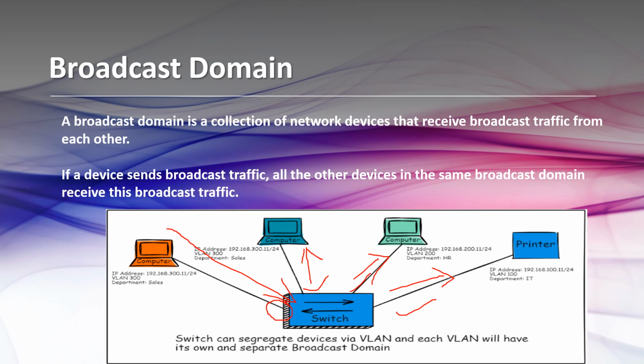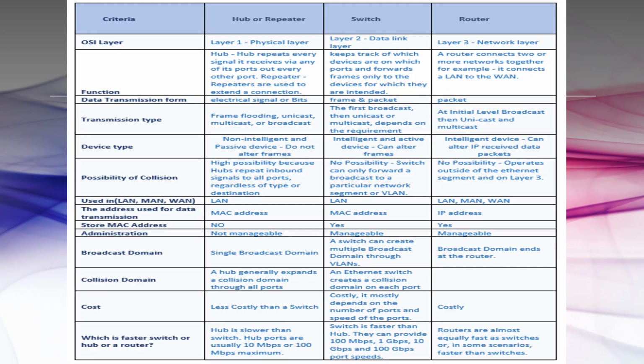Then we can see the difference between the broadcast domain as well as the collision domain. If you see, hubs and repeaters belong to layer 1, and these are old technology devices. Nowadays we are not using hubs and repeaters, we are using only switches and routers. Hubs and repeaters belong to the physical layer, and the switch belongs to the data link layer. We can also see layer 3 switches nowadays, and the router obviously belongs to the network layer.